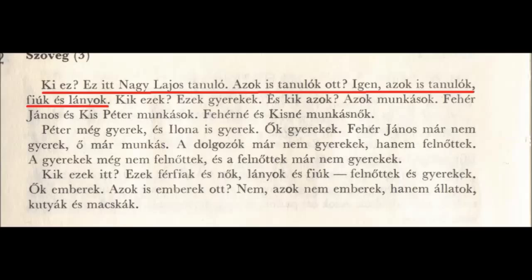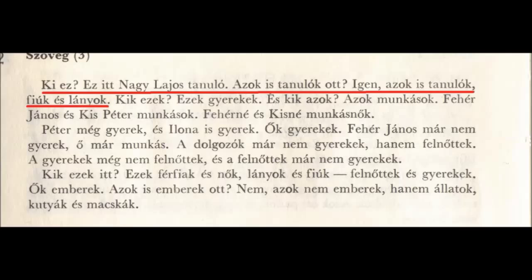Ki ez? Ez itt Nagy Lajos tanuló. Who is this? It means here, so it must be something like, here is Lajos Nagy. He's a pupil, not a student, but a pupil in school. Azok is tanulók ott? Are those also pupils there? Because is means also. Igen, azok is tanulók. Yes, those are also pupils.